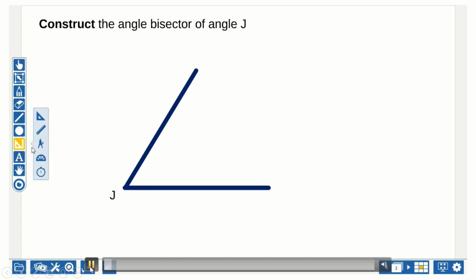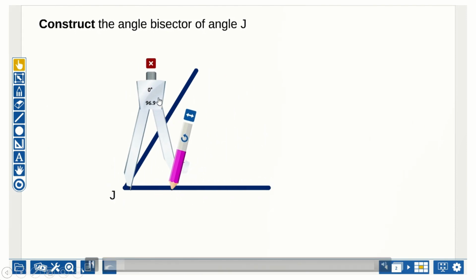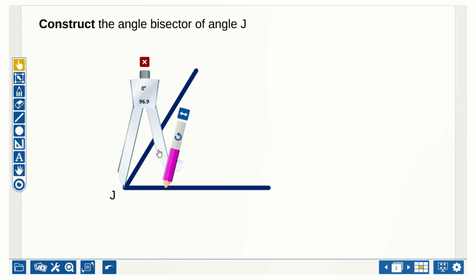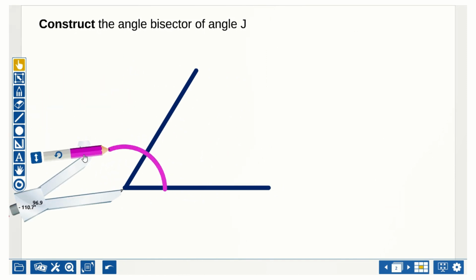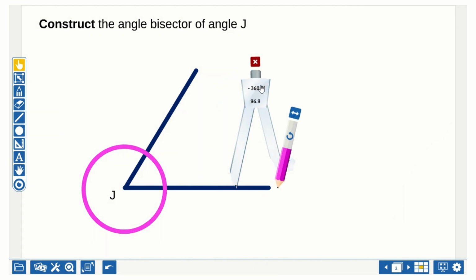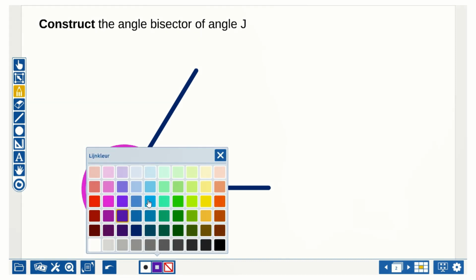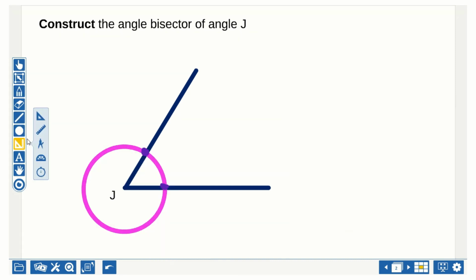Then again, you will need your pair of compasses. Put your pair of compasses, the metal points, on J and draw a little circle. It doesn't really matter how big it is, but do not make it too big. Just make sure that it intersects with the arms of angle J. So over there and over there. So you can see it intersects with the arms of angle J, there and there. And that's really important, because again, you will need your pair of compasses.